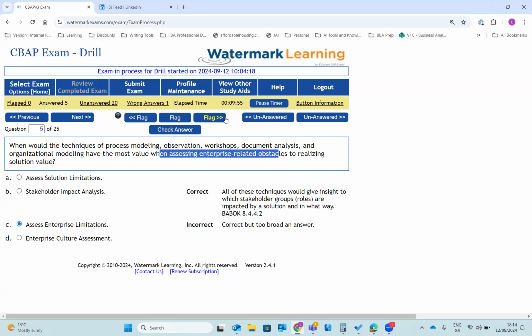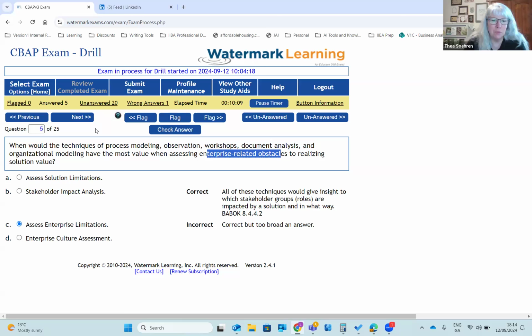So you mean enterprise-related, not only enterprise, right? Yeah. Right. Okay. So obstacles would be replaced with the synonym of limitations. It kind of gave us the answer in the question, but we didn't pay attention to it. You've got to look at every word. You have to analyze the question with a magnifying glass.